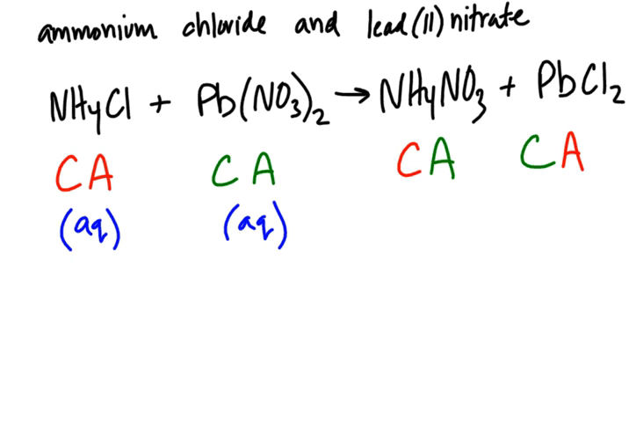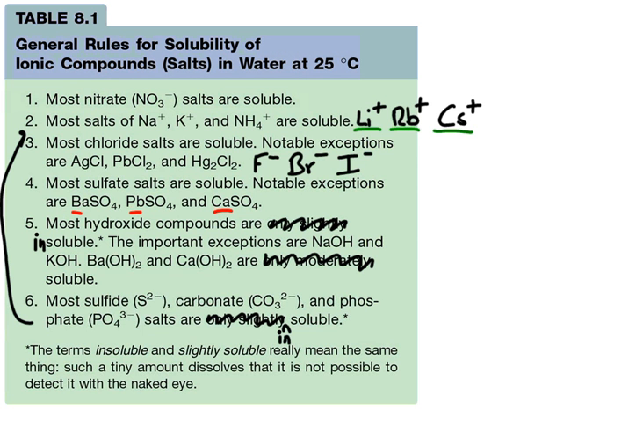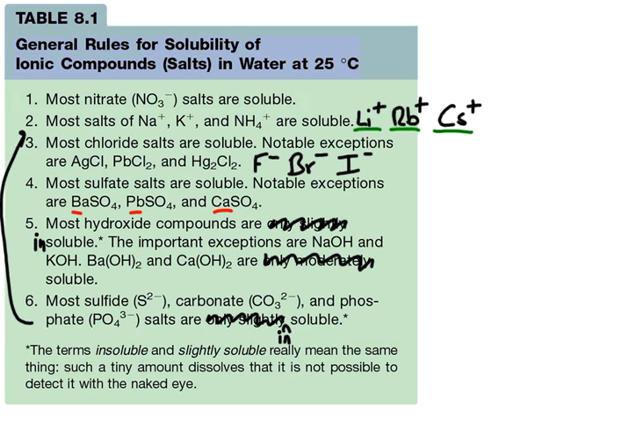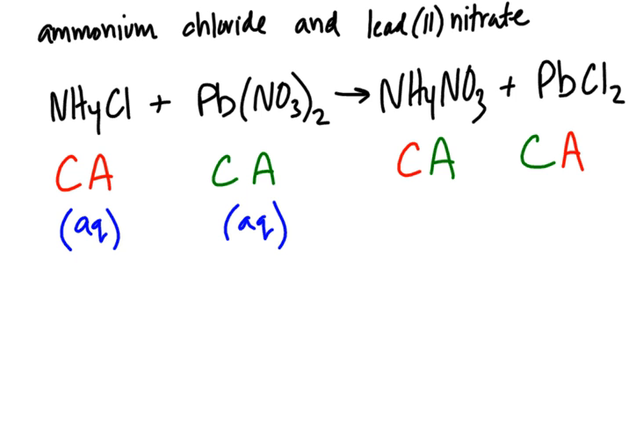Ammonium chloride is going to be soluble for, let's see, the reasons being rule 2 and rule 3. Okay, rules 2 and 3 support why ammonium chloride would be soluble. And then lead nitrate, rule 1, most nitrates are soluble. Okay, you can always say all because they're all soluble. All right, so we know those are soluble.